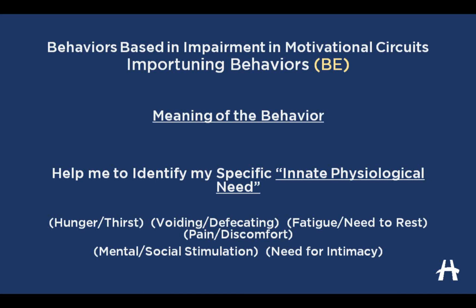And what are the innate physiological needs as human beings? Hunger and thirst, voiding, defecating, fatigue, need to rest, pain and discomfort, mental and social stimulation, and need for intimacy. And I'm using the word intimacy that we use in dementia literature, not for sexuality. These are the innate physiological needs which this person is saying, help me identify which of these it is, because I cannot tell you what it is. So what is the approach to care?